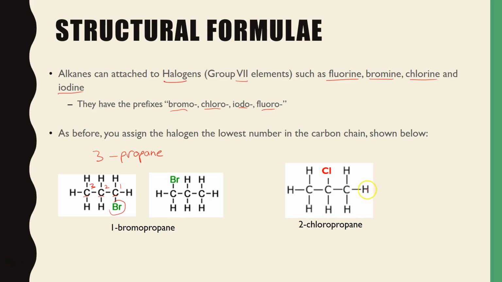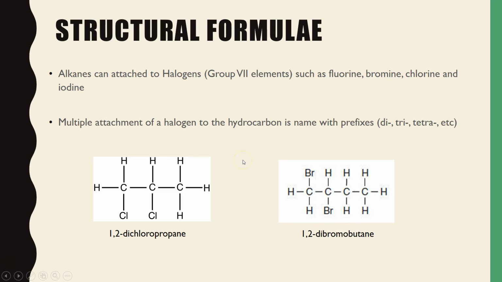In the case of this one here, we've also got a propane molecule because we have 3 carbons. However, the chlorine is on the second position no matter which way you go. If you were to number it 1, 2, 3 or 1, 2, 3, it would still be in the second position, so we give it 2-chloropropane. An extended or more developed way of writing structural formulae with halogens is when you have 2 or more of these fluorine, bromine, chlorine or iodine atoms. If you do have more than 1 of these atoms, we use prefixes like di, tri, and tetra.